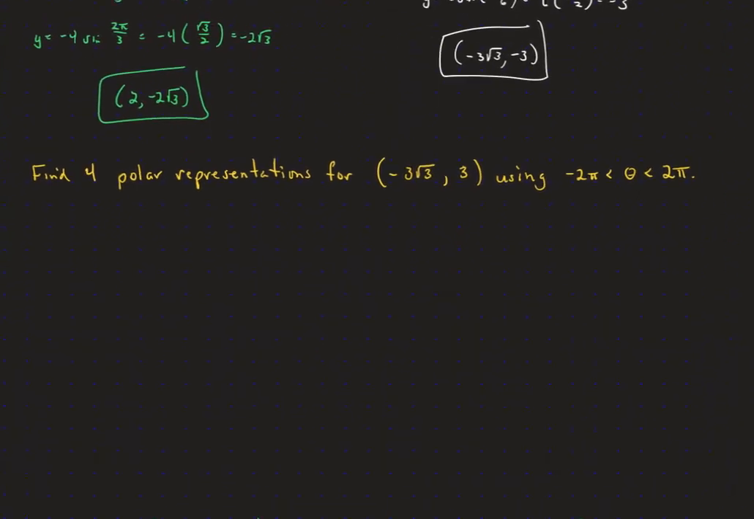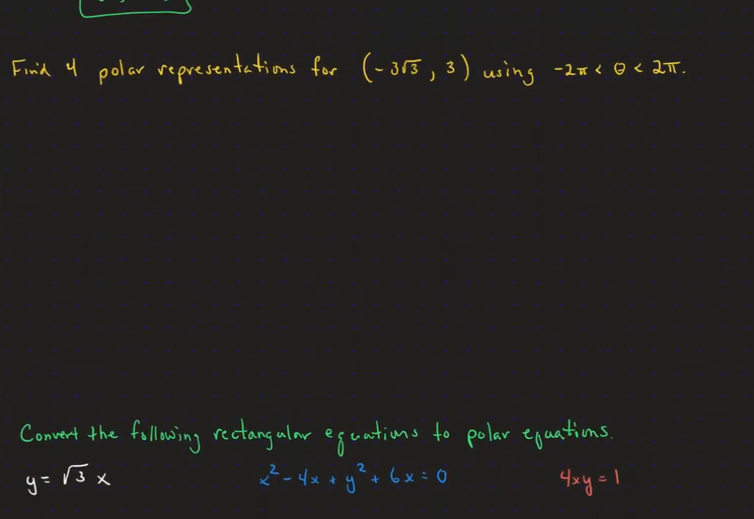Okay? Now we're going to try to find 4 different polar representations for the rectangular coordinates negative 3 square root of 3, comma 3, using angles theta that are between negative 2 pi and positive 2 pi. So we need the r and the theta is what we're looking for, r and theta.